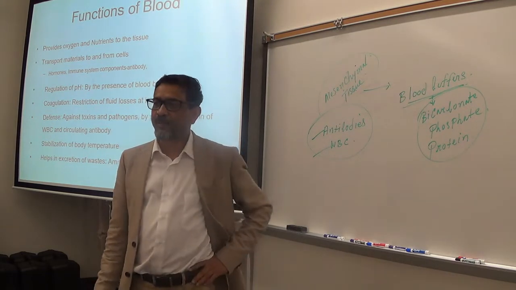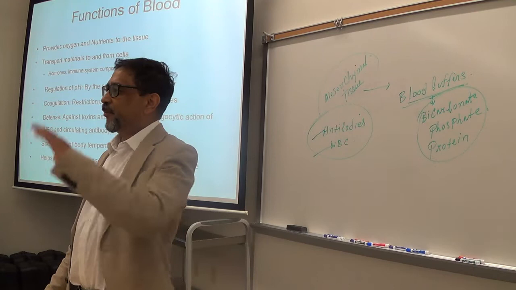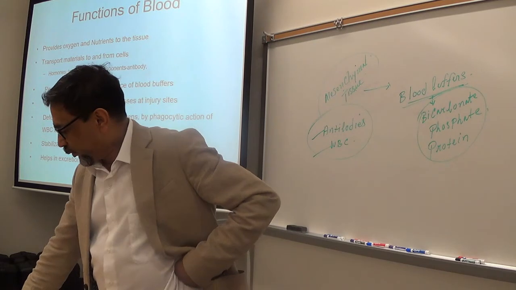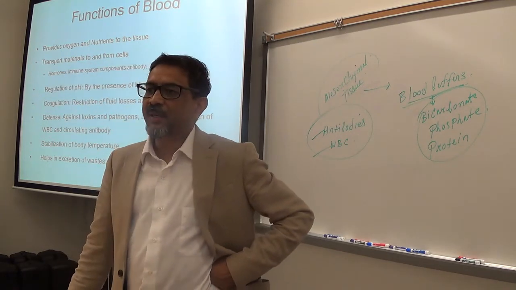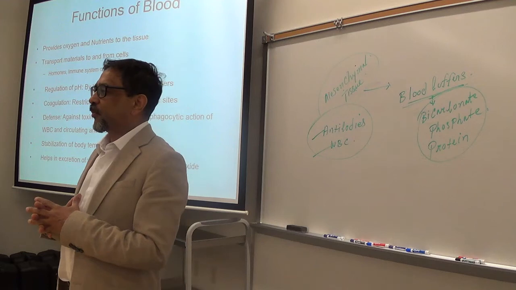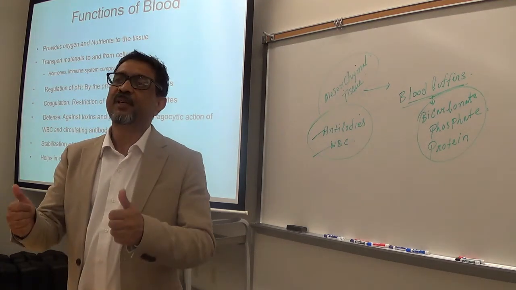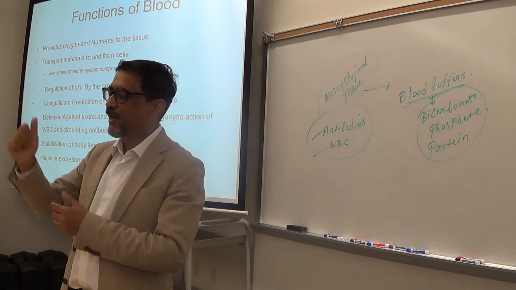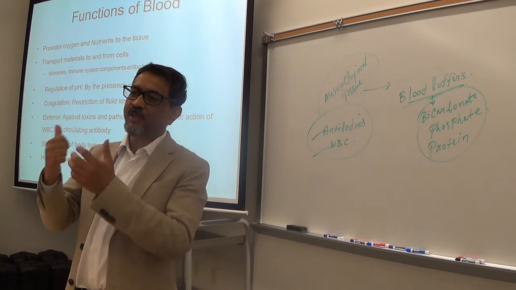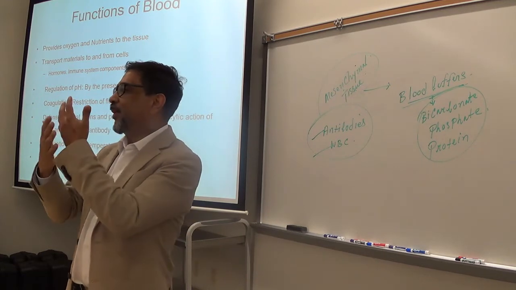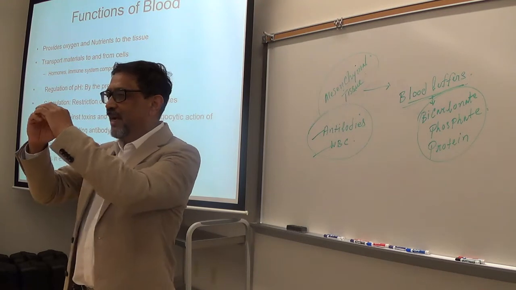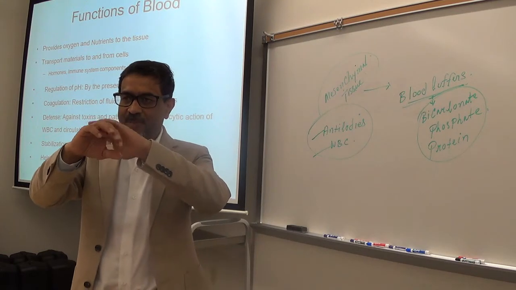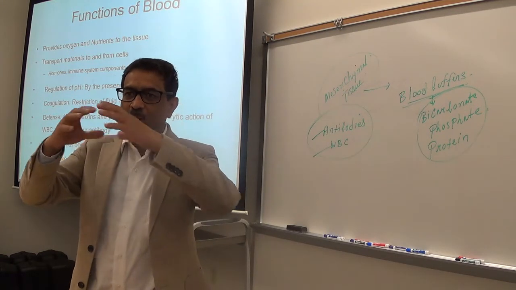Stabilization of body temperature. Blood maintains the body temperature. How? Two ways. Your body temperature is mainly controlled by two ways. One is if body temperature increases, what happens? The blood vessels of your skin dilate. Make sense? So now you tell me, if the blood vessels in your skin dilate, more or less blood will flow in the skin?